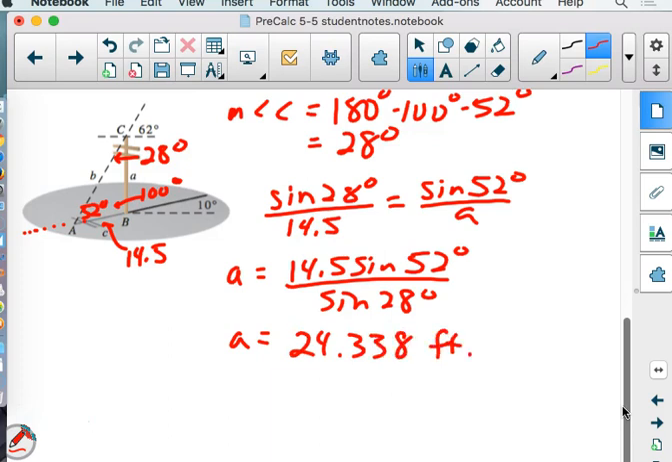Not saying it's right, that's just what I eavesdropped and heard. 24.338 feet? Yeah, that's the right one. So again, I'm skipping a step here just because we've got to get rolling, we've got two more.